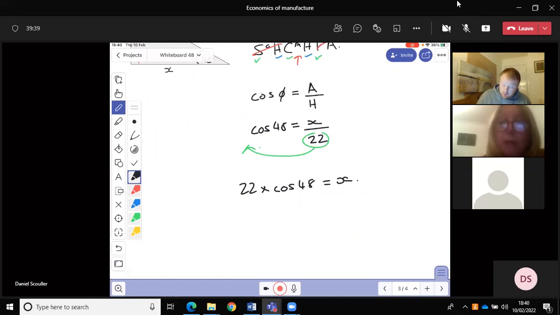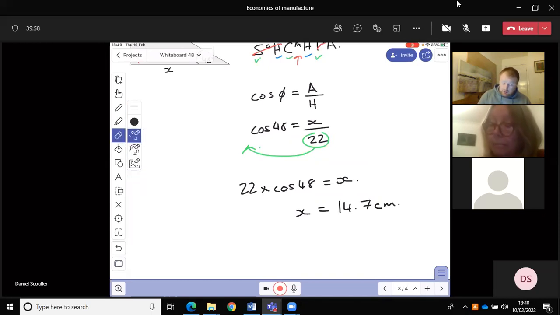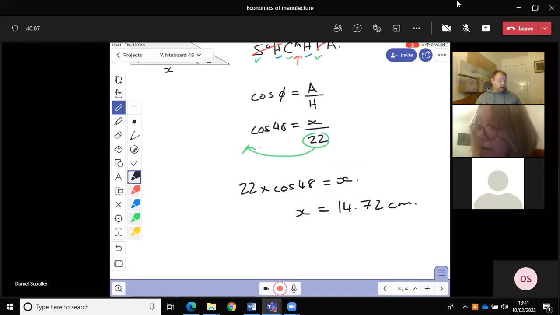I'm going to put x on the left hand side. I've taken that to 1 decimal point. Now, the question would usually ask to put it at a certain amount of decimal points. In fact, we'll put it to 2. If it doesn't ask, I usually use the rule, put it to 2 decimal points. So let's stick by that. 14.72.